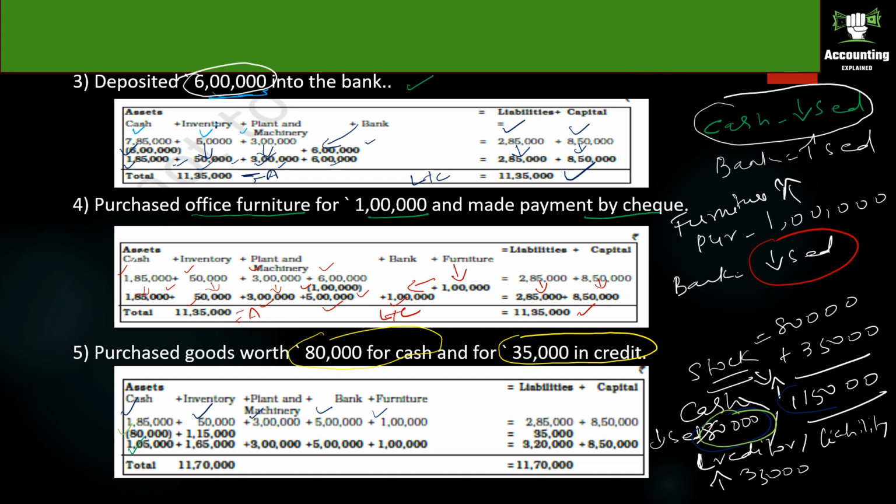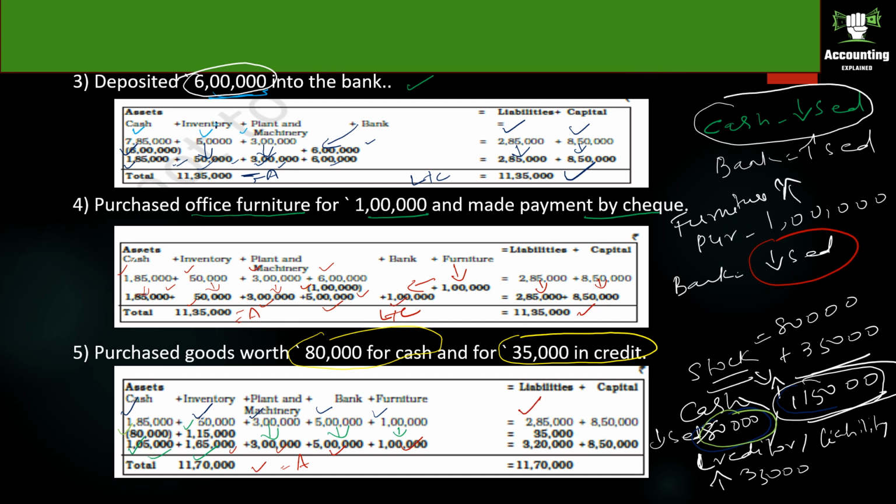Okay. Next, inventory. Inventory is increased by 1,15,000. So you have increased inventory by 1,15,000. Now the inventory becomes 1,65,000. 50,000 plus 1,15,000 is 1,65,000. Next, plant and machinery remains the same, bank remains the same and furniture remains the same. So when you total 1,05,000 plus 1,65,000 plus 3 lakhs plus 5 lakhs plus 1 lakh, it is 11,70,000 becomes your assets.